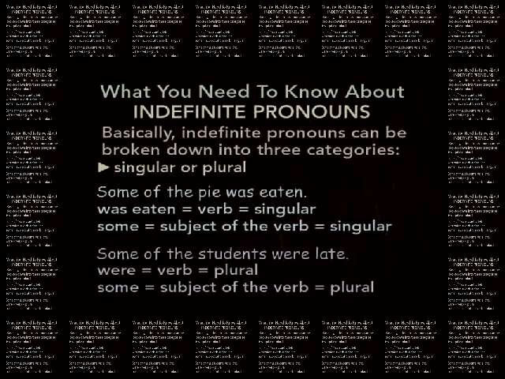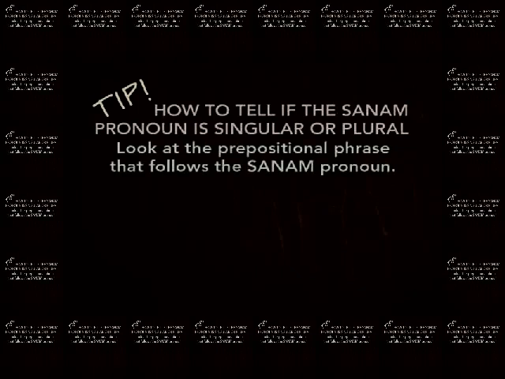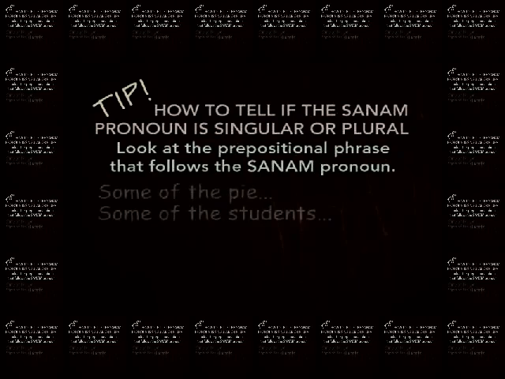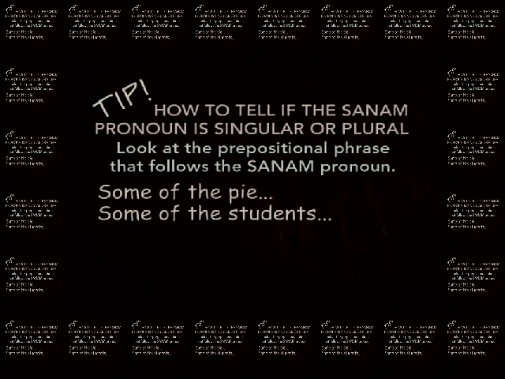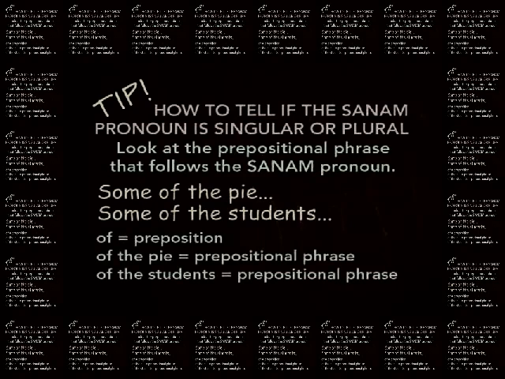So we have the same word, the same indefinite pronoun as the subject in each of these 2 sentences. But in one case, the subject is singular, in the other, it's plural. That's the way it is with the SANAM pronouns. Here's a tip that will help you tell whether the SANAM pronoun is singular or plural in a particular sentence. The SANAM pronoun is usually followed by a prepositional phrase. In both of these sentences, the prepositional phrase begins with the preposition of: of the pie, of the students.